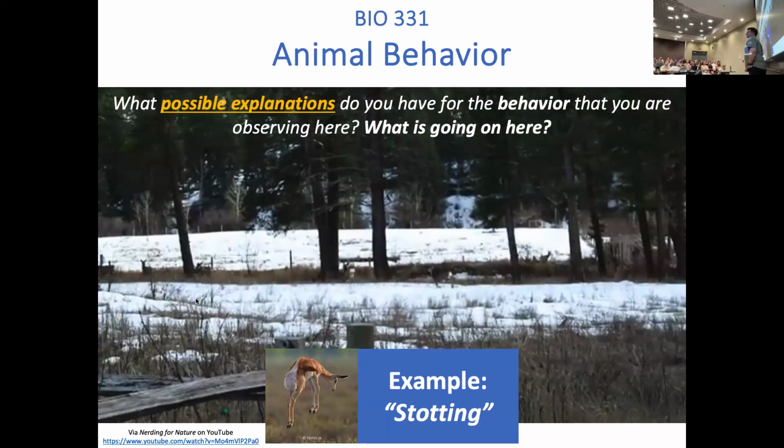that are prey animals. So I guess I'm curious, just when looking at this, what do you think might be going on here? What are some of the explanations or thoughts that you have when you see this behavior?